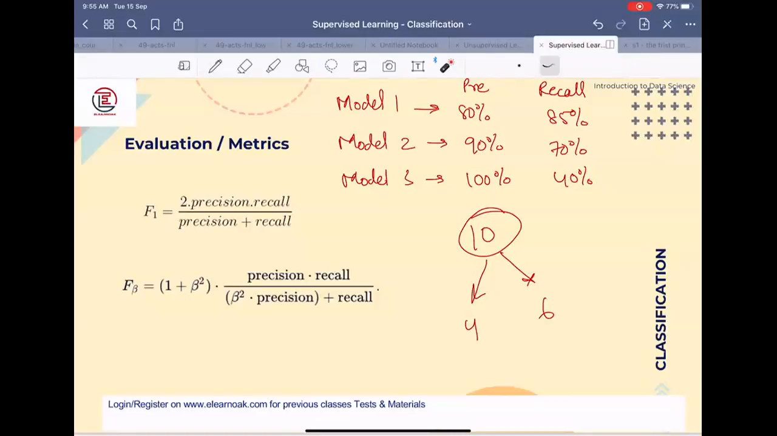And if precision is our priority, then I would say that maybe model 3 or model 2 are better than model 1, because we are looking at this one number.